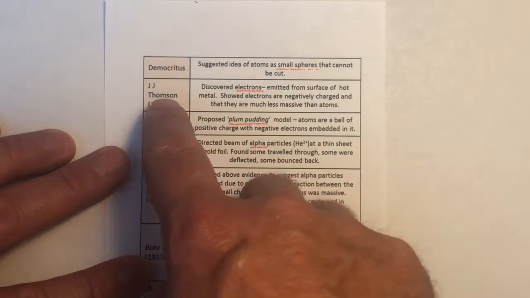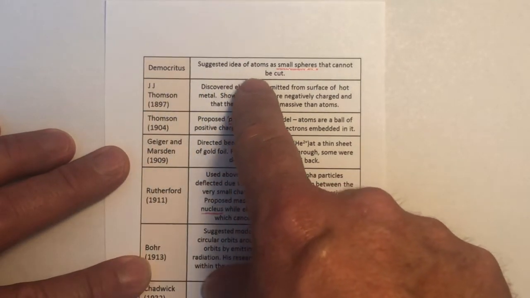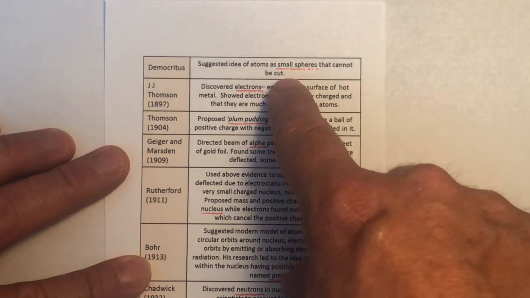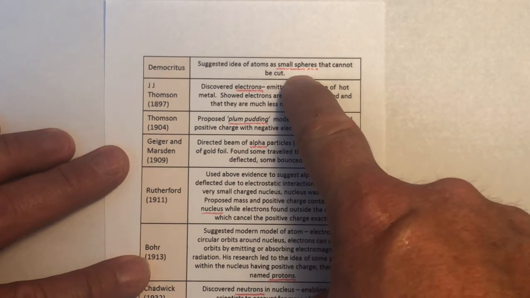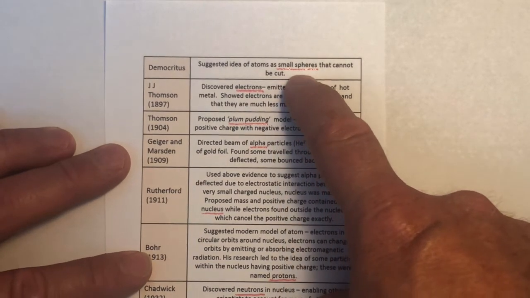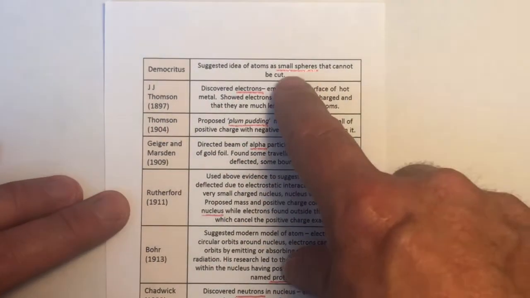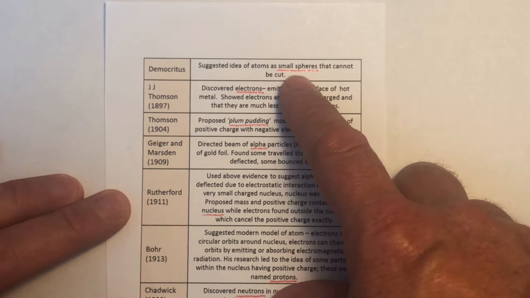was. So, Democritus. He suggested the idea of atoms as small spheres that cannot be cut. So Democritus was the person who came up with the idea that they were small balls, like a marble or whatever it was, within something. That was his initial thought, which started the idea of the atom.